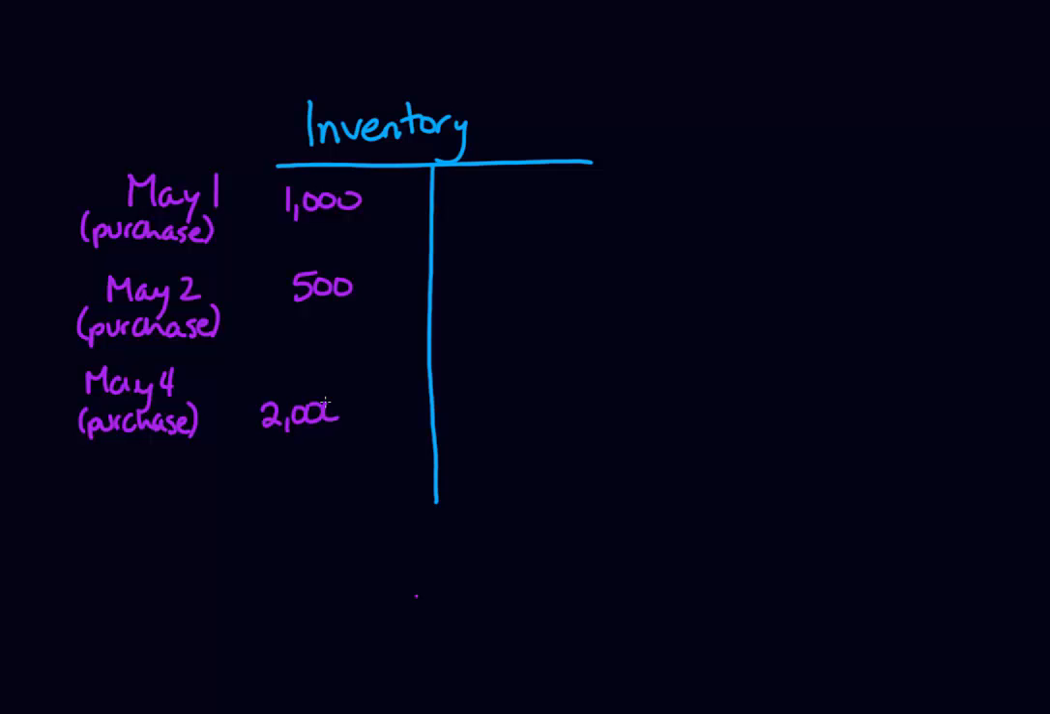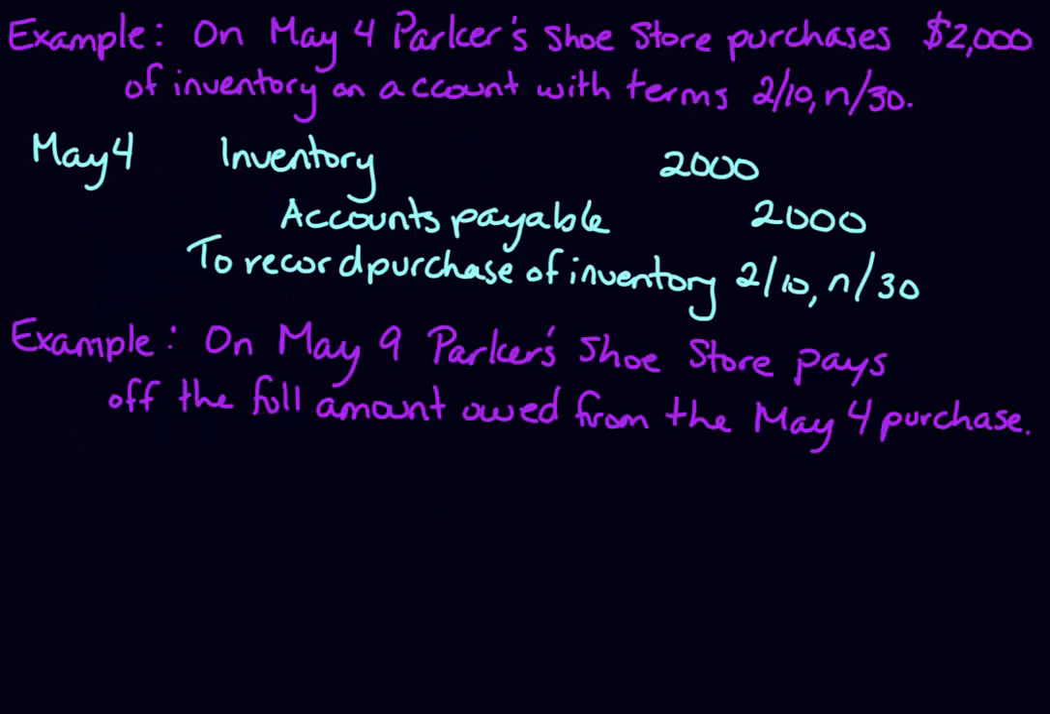Okay, so now let's go update our T account. Let's continue on with our example. On May 9th, Parker's Shoe Store pays off the full amount owed from the May 4th purchase. Okay, so now we go back to the May 4th purchase, which is just above here. And on May 4th, we purchased inventory $2,000 on account with the terms 2/10, n/30.